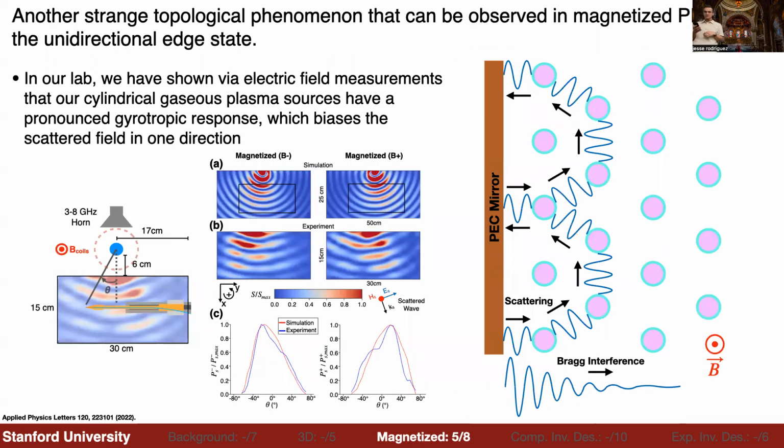And then another strange, what we call topological phenomenon that can be observed in magnetized plasma photonic crystals is the unidirectional edge state. So in our lab, we showed via electric field measurements that our cylindrical gaseous plasma sources have a pronounced gyrotropic response, which biases the scattered field in one direction. So what that means is that you have an incident light on our discharges, which is magnetized, and you can see the scattered field is biased, in this case about 30 degrees to the left or right, depending on whether it's biased into the page or out of the page.